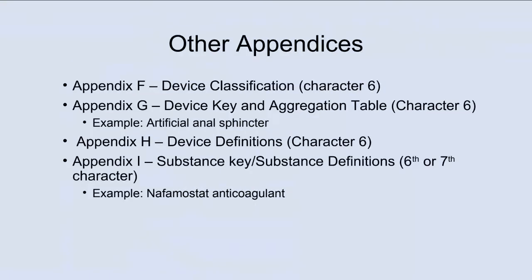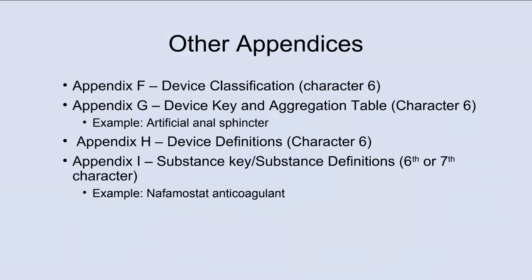Now, your PCS book also includes other appendices which define device and substance characters, which are characters 6 and 7 in a code. Some of these are listed in the index. For example, the devices listed in Appendix G. For example, if you see artificial anal sphincter, that's also listed in the index.